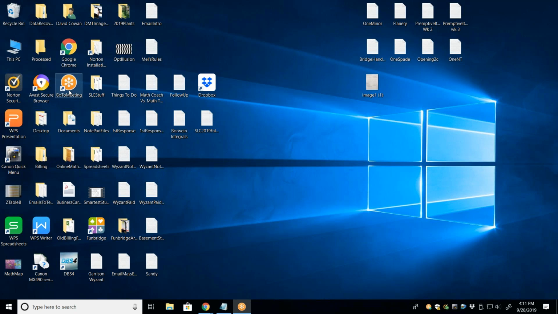So the very first thing I do when a new session starts is text the meeting ID number to the student. And then what you do when you get that 9-digit number is double click on that GoToMeeting icon, put in the 9-digit number, and we're in a meeting.